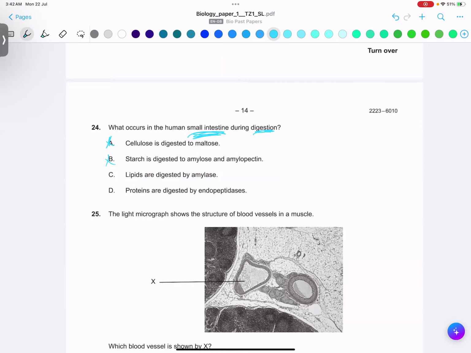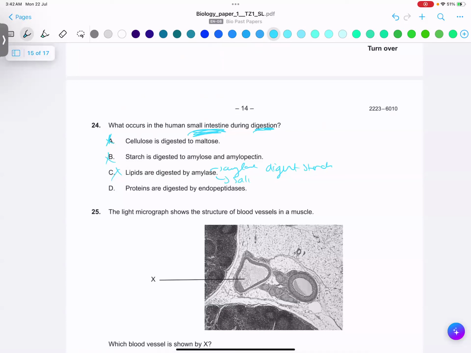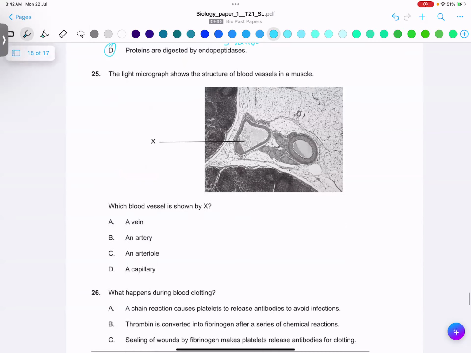Lipids are digested by amylase. That is false. Lipids are not digested by amylase. Amylase digests starch, and actually amylase is in the saliva. It's an enzyme in the saliva that breaks down starch. The proteins are digested by endopeptidase. Yes, that is true. That's what happens in the small intestines.